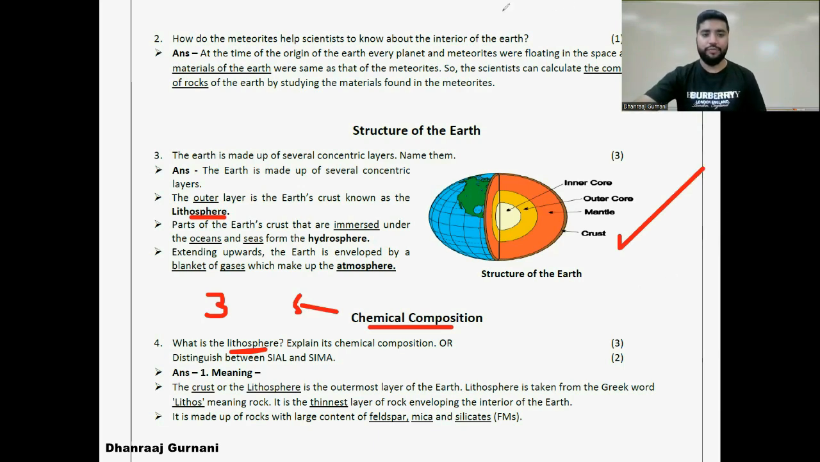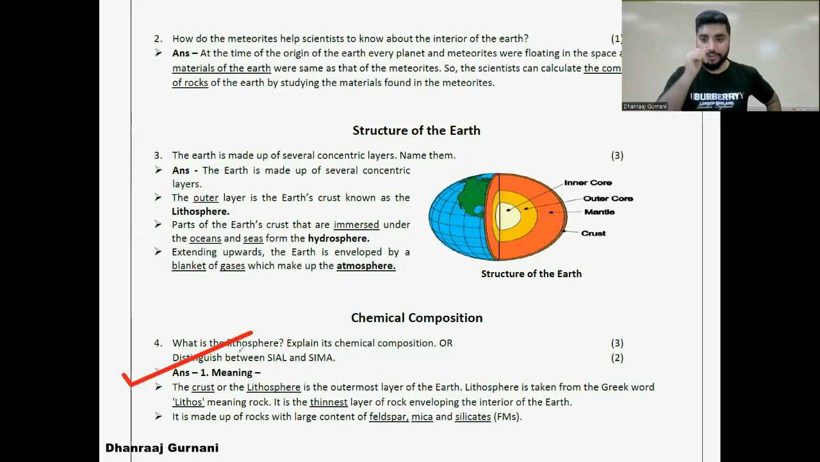Let's see question number 4. What is the lithosphere and explain its chemical composition? And a very important answer, which is a sure shot: distinguish between Sial and Sima. Let's see what is the lithosphere.